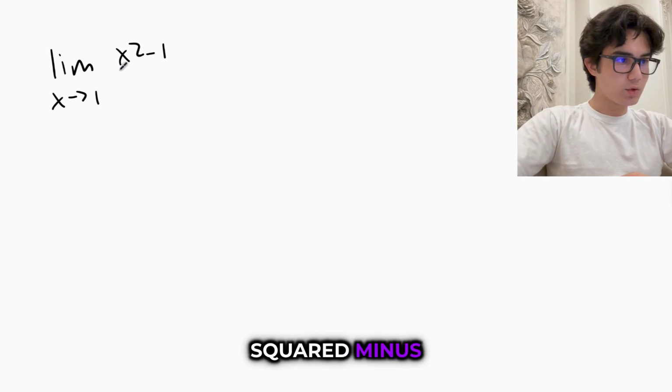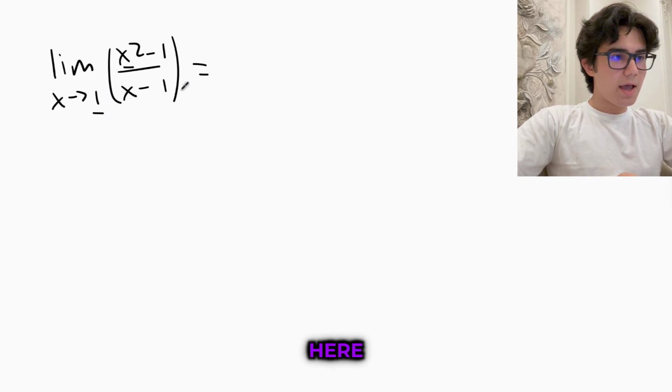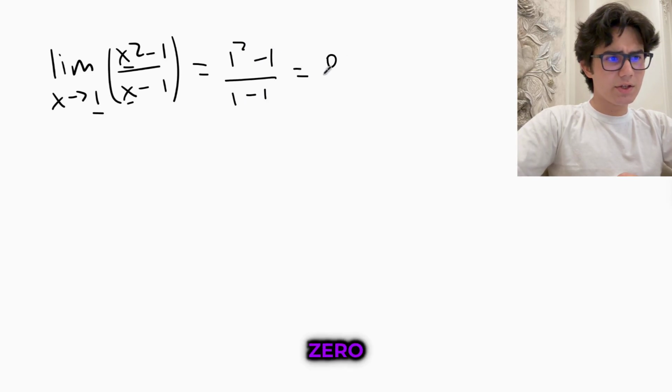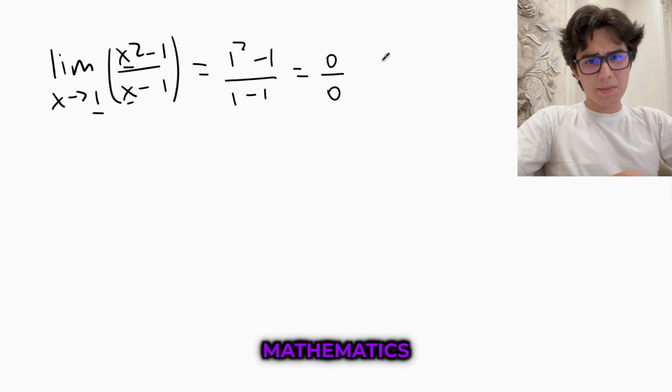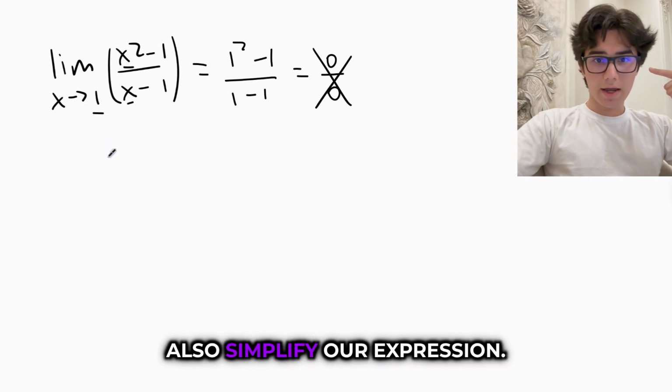So suppose we have the limit as x approaches 1 of the function x squared minus 1 over x minus 1. Now if we go ahead and substitute 1 here and here as well, we'll see that it's 1 squared minus 1 over 1 minus 1, and this is 0 over 0. Now we know that in mathematics, this is undefined. But what we can do is simplify our expression.